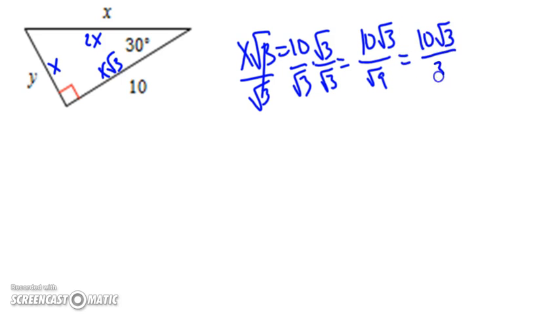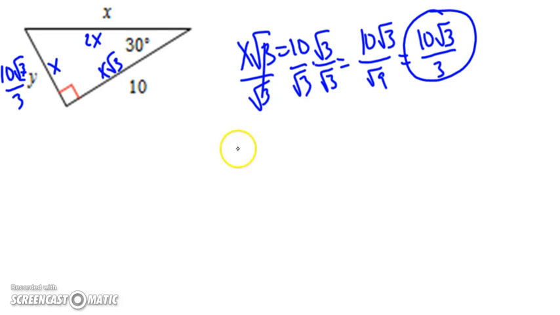Simplifies to 10 radical 3 over 3. Now here we can't simplify 10 divided by 3, so this is our final answer for x. Okay, so our y value over here is 10 radical 3 over 3. That can't be simplified any further.